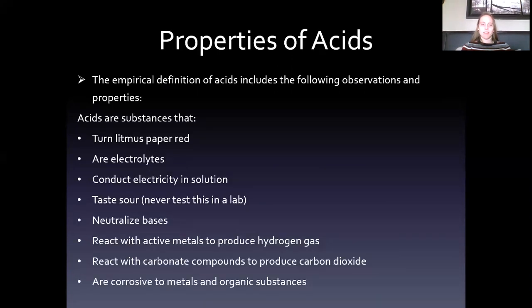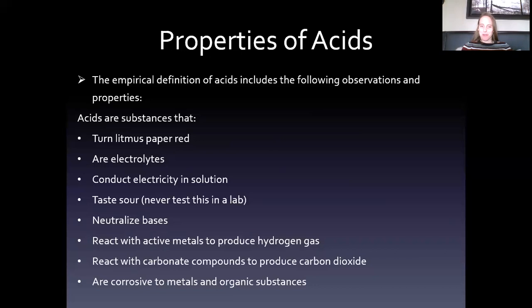So acids are described as turning litmus red. So litmus paper is a pH indicating paper. All acids will turn it red. Acids are always electrolytes as well because they break apart into hydrogen ions and a negative ion when in solution. And because they're electrolytes, they will conduct electricity in solution.